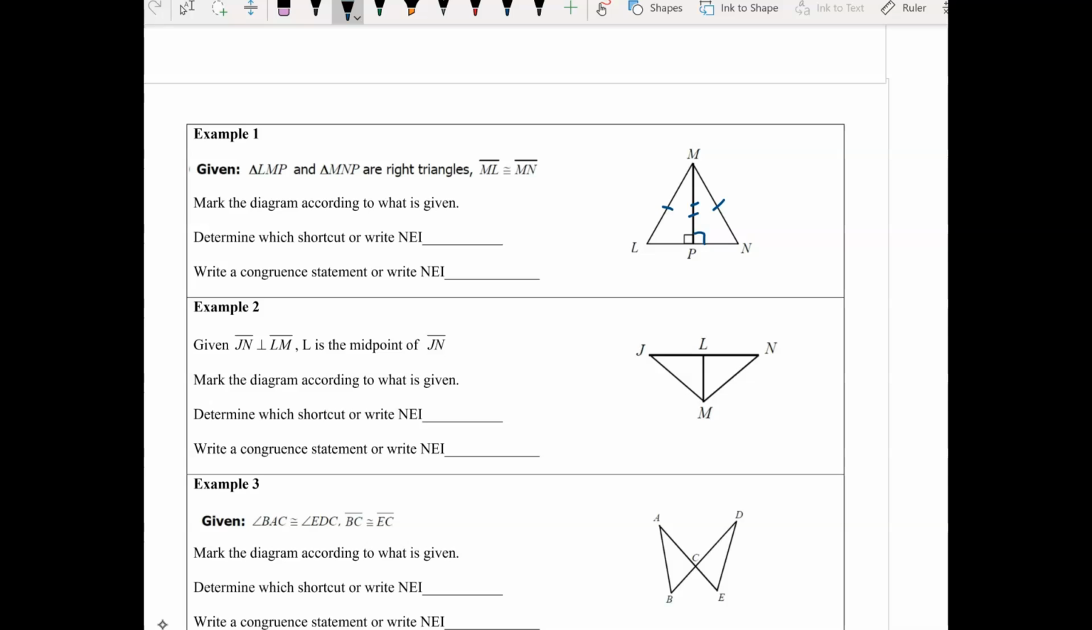So when we look at this, we see a right triangle, and this is the hypotenuse, and this is the leg. So this one is congruent. These two triangles are going to be congruent by HL.